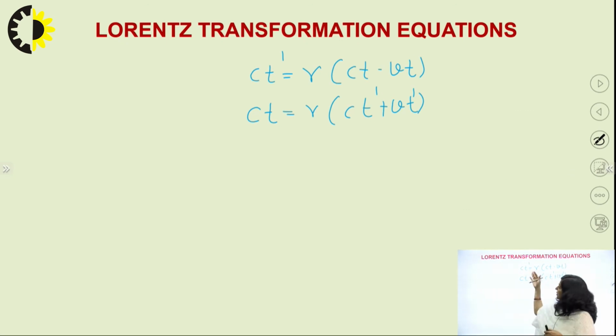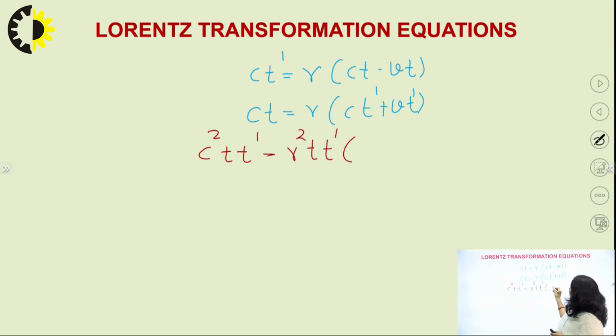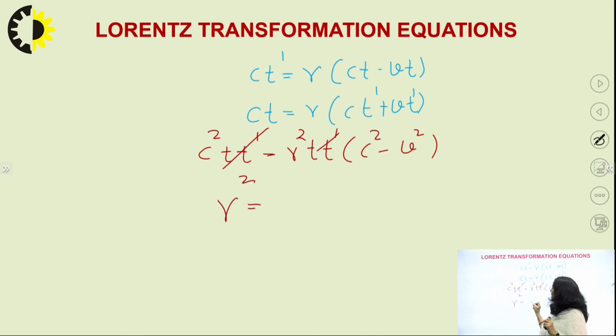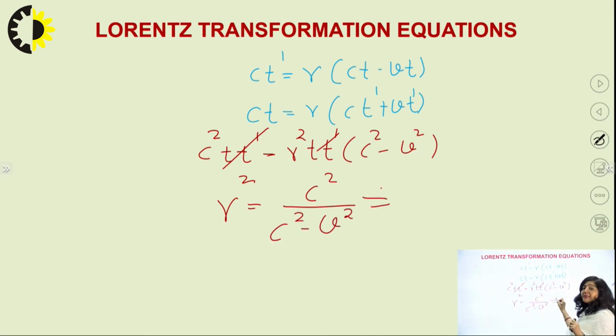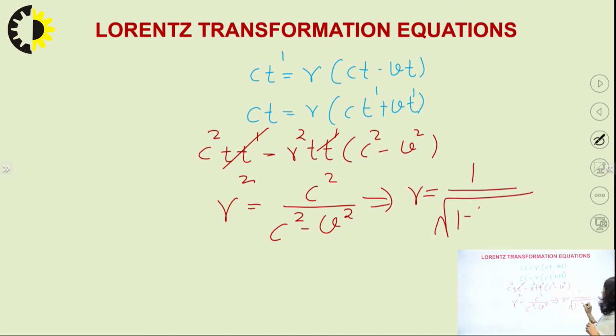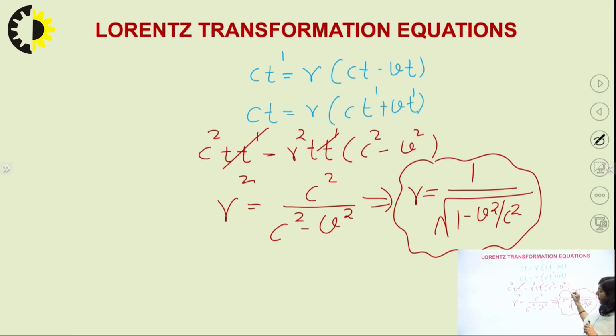In order to simplify, just multiply these two. If you multiply these two, you will get c square tt dash equals gamma square tt dash into c square minus v square. These equations are already solved in the next slide, so I'm just giving you a small idea about the solution. Gamma square is equal to c square upon c square minus v square. Further simplifying this, you will get the most important factor of relativistic mechanics, which is gamma. So your gamma is 1 upon under root 1 minus v square upon c square.